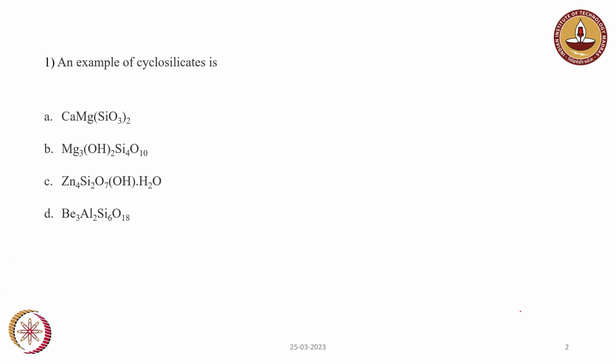The first question is: an example of cyclosilicate is option A, calcium magnesium silicate; B, Mg3(OH)2Si4O10; C, Zn4Si2O7(OH)2·H2O; or option D, Be3Al2Si6O18.